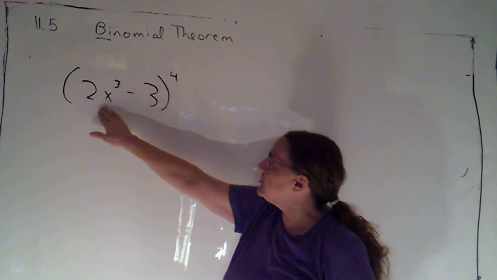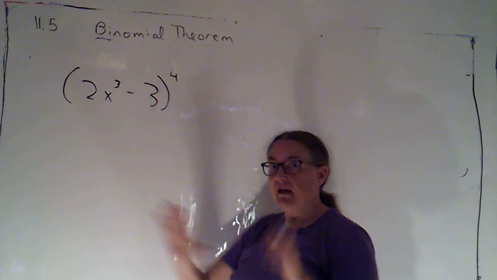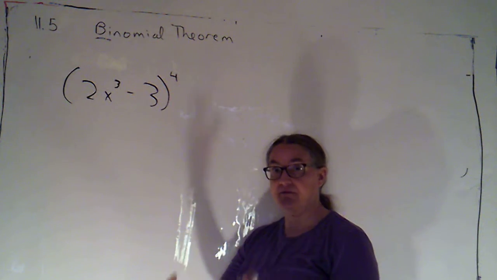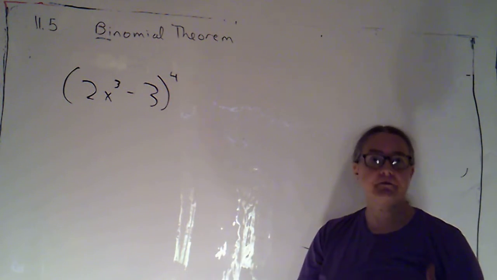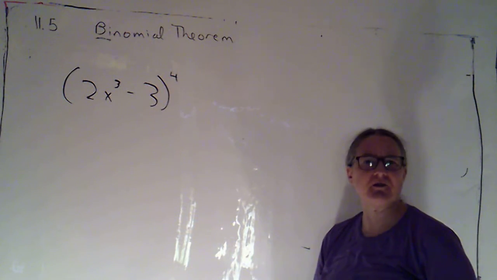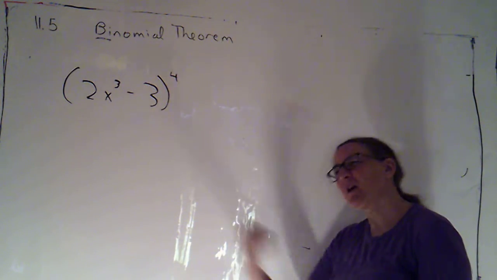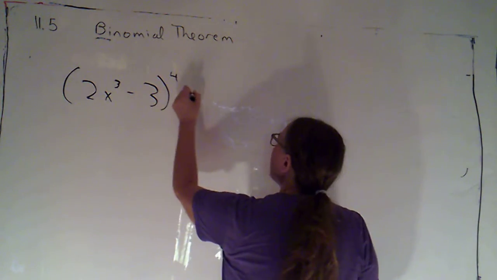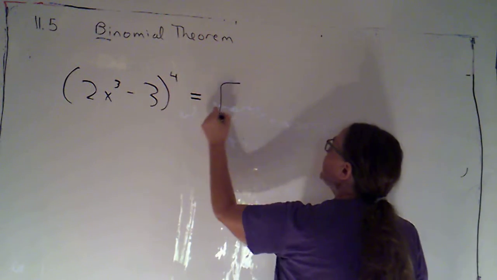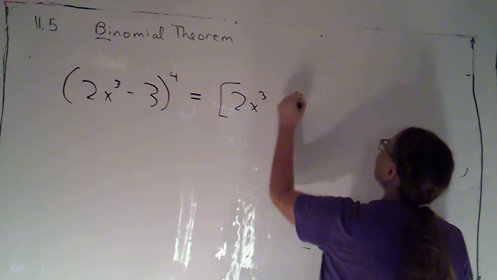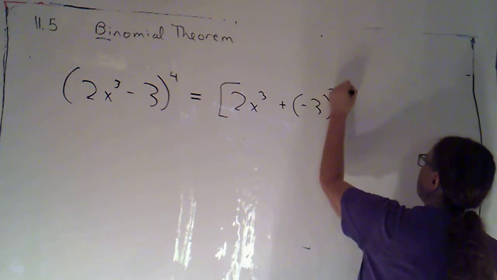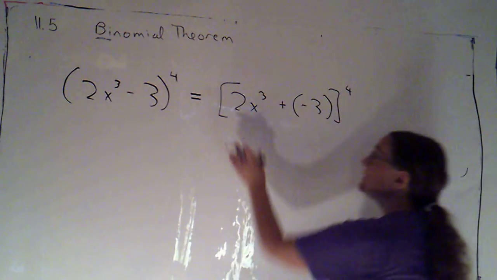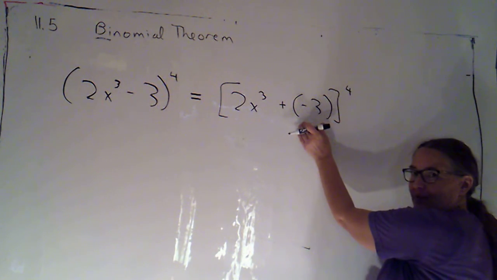Now here, my binomial is written as a subtraction problem. If you remember, in the very first video, I said we're going to view all of our binomials, for the purposes of this theorem, as a sum of two terms. In fact, polynomials are defined as sums of things, where we incorporate subtraction as just adding a negative term. So before I work this out, I would need to rewrite this as 2x cubed plus negative 3 to the 4th. So my terms are not 2x cubed and 3, they're 2x cubed and negative 3.